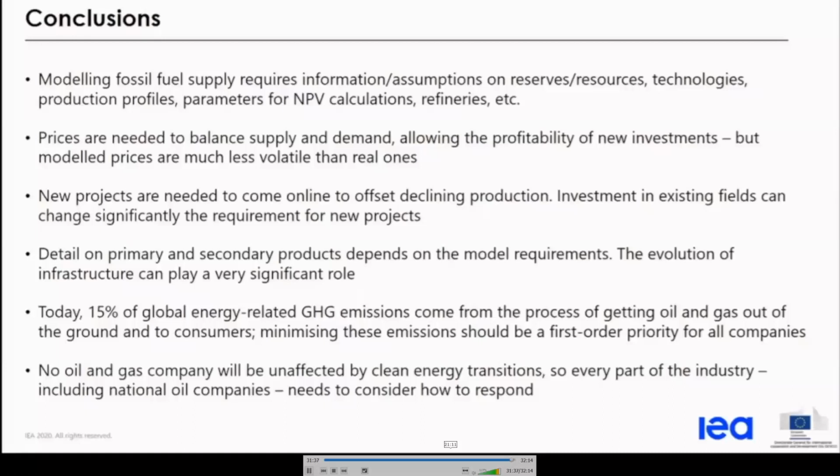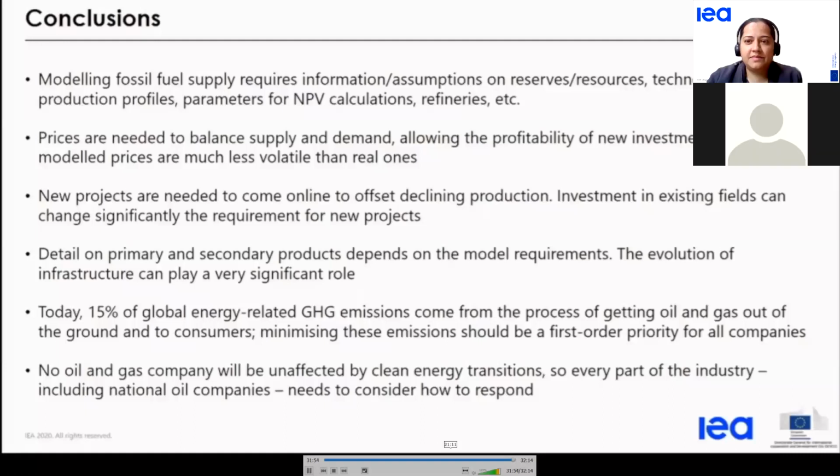And today, about 15% of global energy-related greenhouse gas emissions come from the process of getting oil and gas out of the ground and to consumers. Minimizing these emissions should be a first-order priority for all companies and countries. No oil and gas company will be unaffected in clean energy transitions. So every part of the industry, including national oil companies, need to consider how to respond.